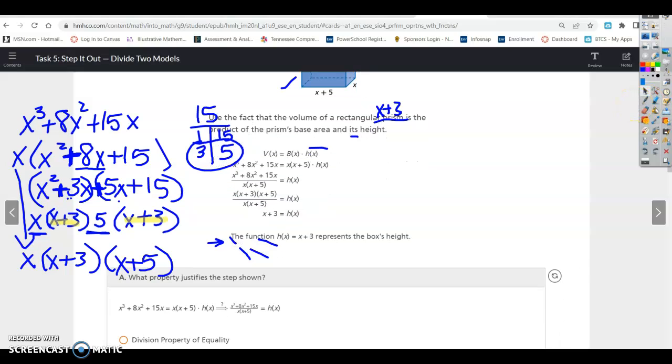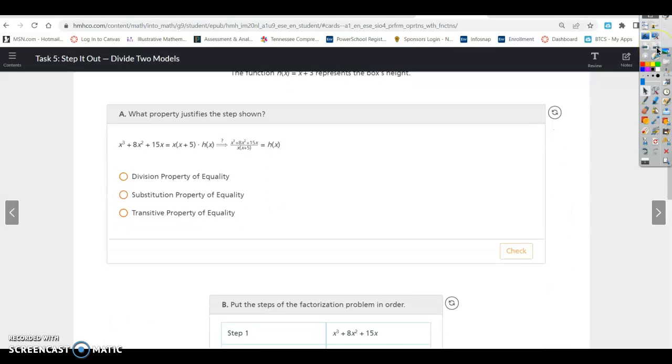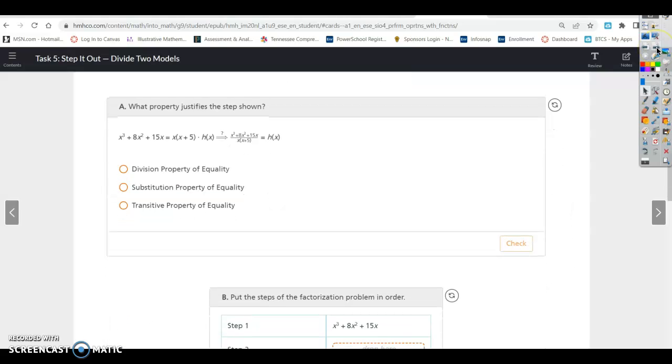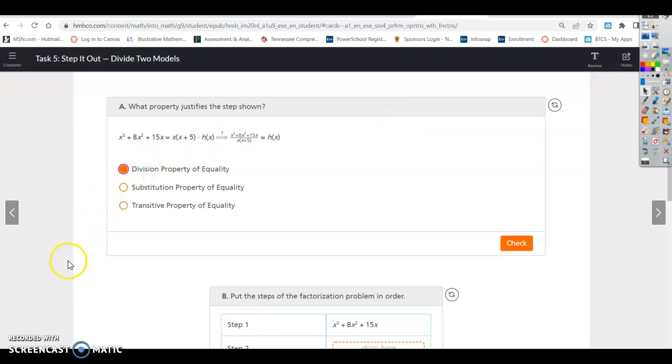All right, let's move this out of the way and see what's next. It says, what property justifies the steps shown? This was division. So the division property justified that.